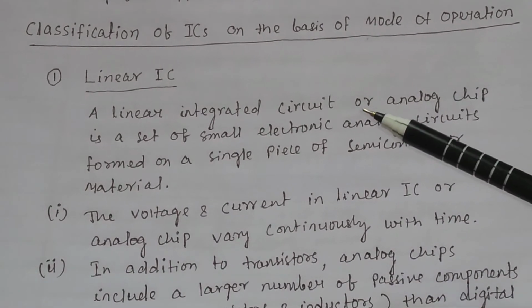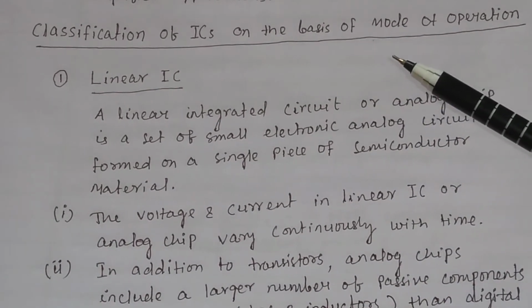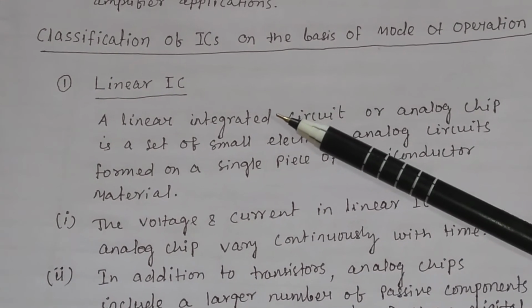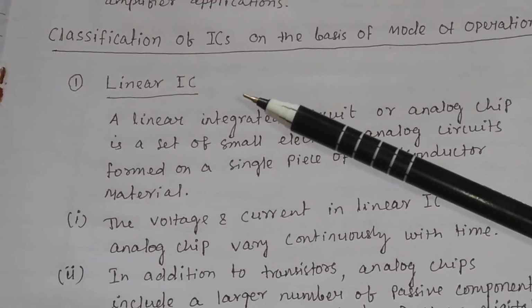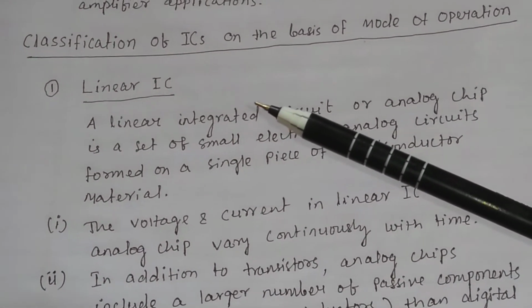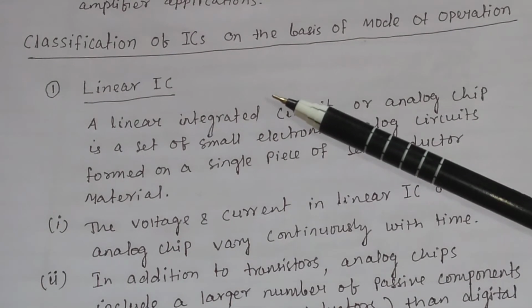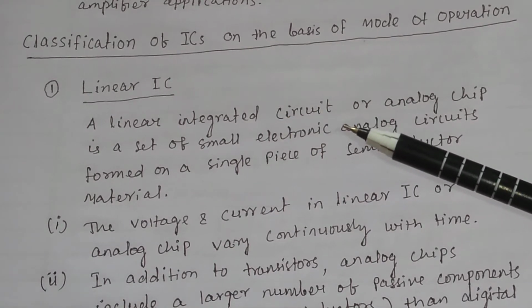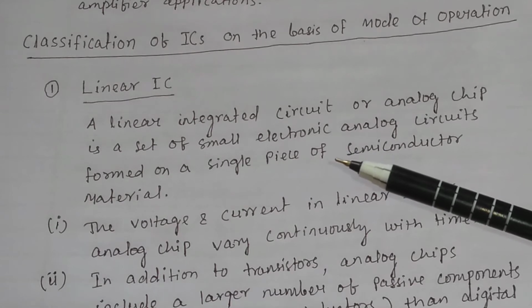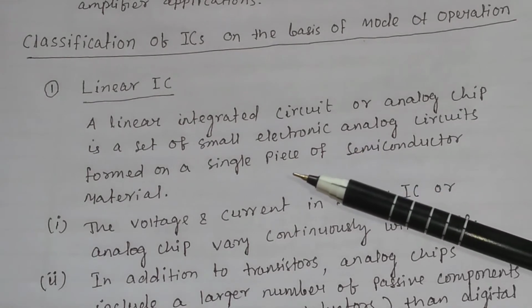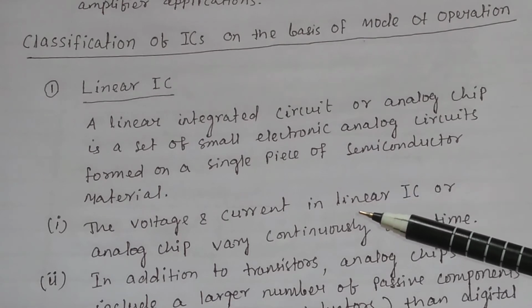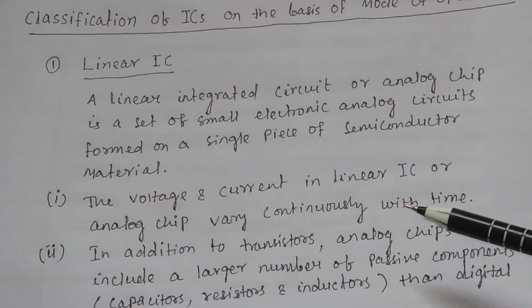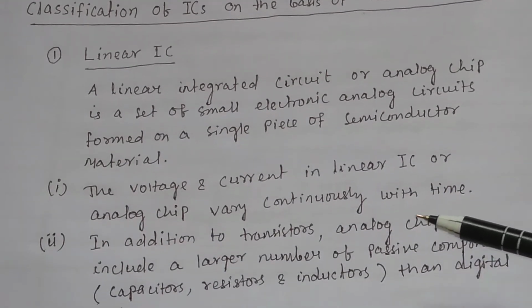Now let us discuss the classification of ICs on the basis of mode of operation. On the basis of mode of operation, we classify ICs into two categories. Number one is your linear IC, and number two is your digital IC. What is a linear IC? A linear integrated circuit, or linear IC, which is basically an analog chip, is a set of small electronic analog circuits formed on a single piece of semiconducting material. The voltage and current in a linear IC or analog chip vary continuously with time.